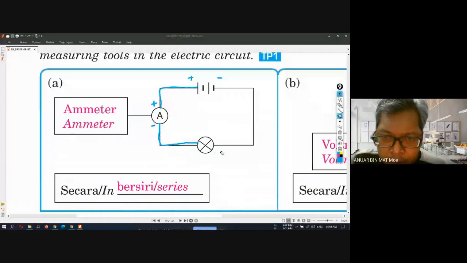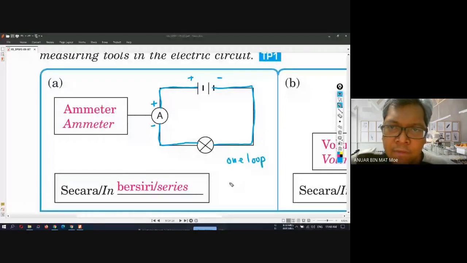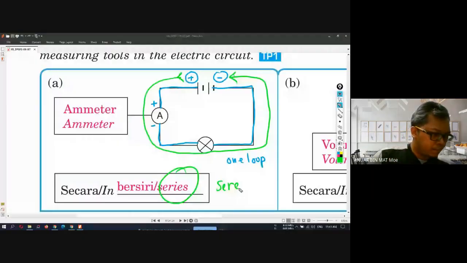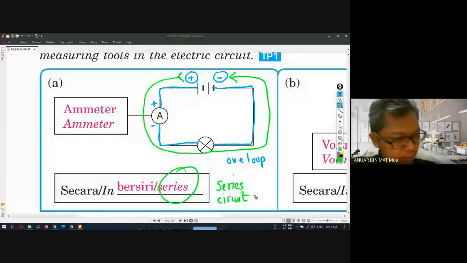And then from the light bulb, go out and go to the negative terminal. So this is what we call one loop. Just from positive go to negative. This is just one loop. One loop, we call it a series circuit. Is it okay? Okay, next one.